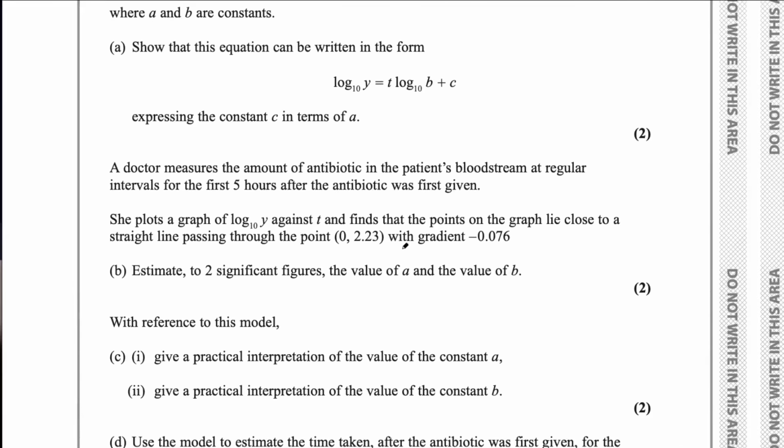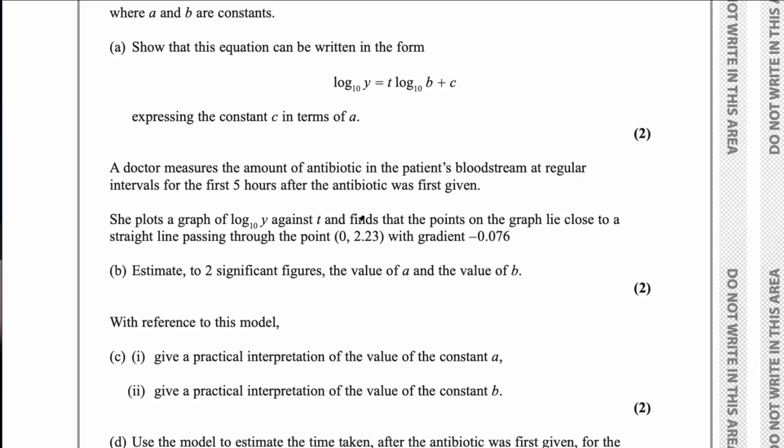Part B says, a doctor measures the amount of antibiotic in a patient's bloodstream at regular intervals for the first 5 hours after the antibiotic was first given. She plots a graph of log y against t and finds that the points on the graph lie close to a straight line passing through the point (0, 2.23) with gradient negative 0.076. Estimate to two significant figures the value of a and the value of b.